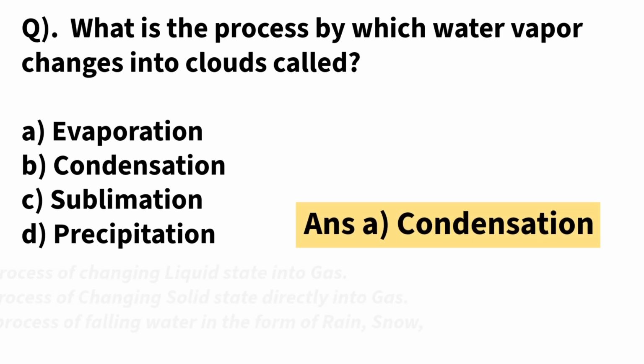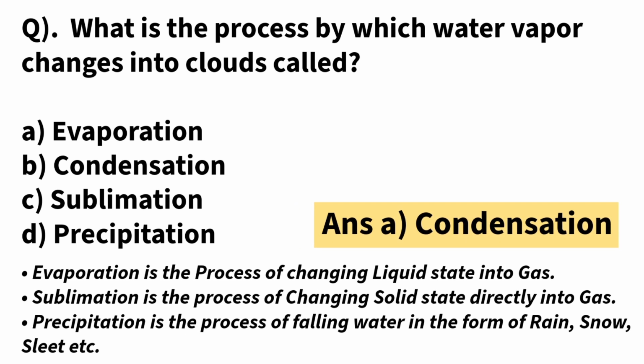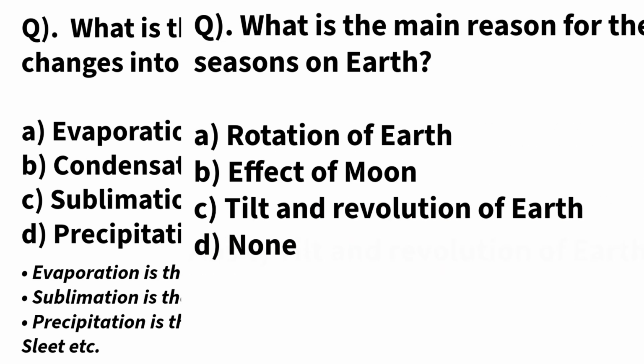What is the process by which water vapor changes into clouds called? The answer is option A, condensation. Evaporation is the process of changing liquid state into gas. Sublimation is the process of changing solid state directly into gas. Precipitation is the process of falling water in the form of rain, snow, sleet, etc.